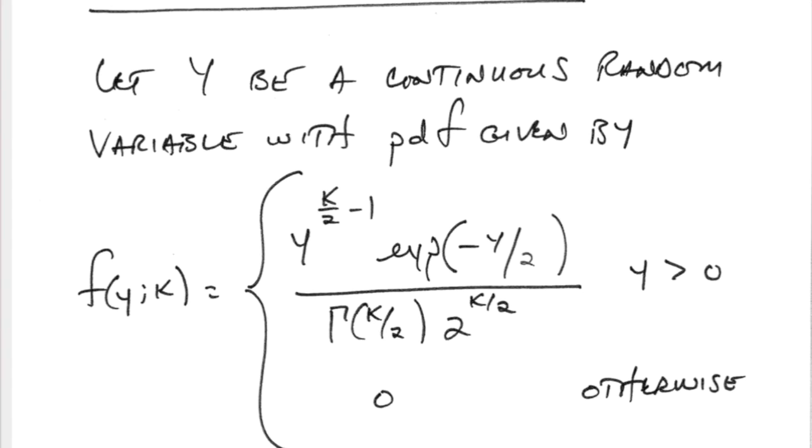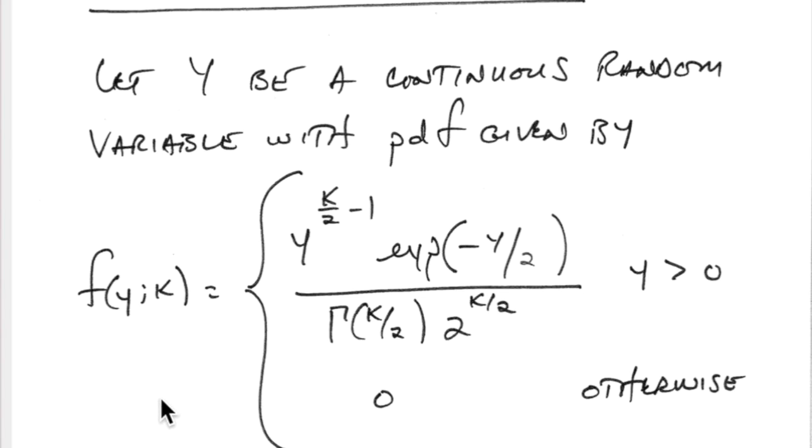And so let y be a continuous random variable with PDF given by the following expression. So we see that it has a sample space consisting of the positive real numbers, and it takes on a value 0 otherwise. For positive values of y, the PDF is equal to y raised to the power k over 2 minus 1 times the exponential function evaluated at negative y over 2, all of that divided by the gamma function evaluated at k over 2 times 2 raised to the k over 2 power.